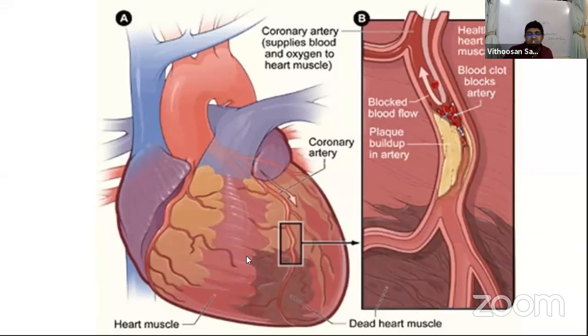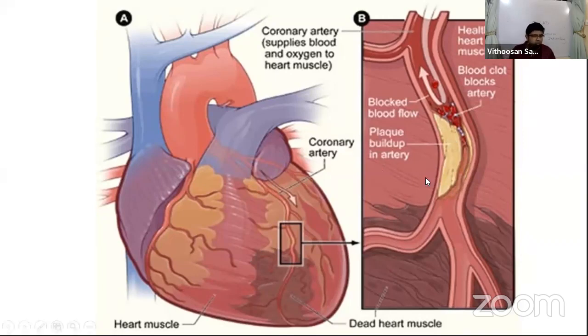Like say you have a severe anemia. What is anemia? There's a reduction in your hemoglobin. So because of that, even though the blood is going, it is not carrying an adequate amount of oxygen. Again, you can have a chest pain.